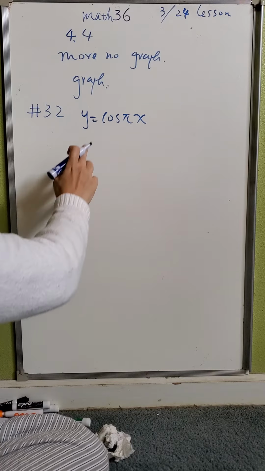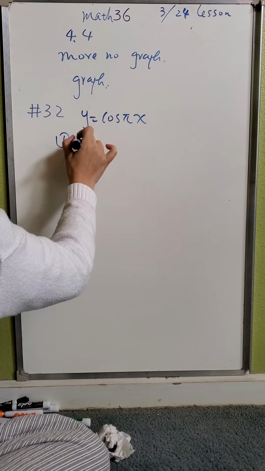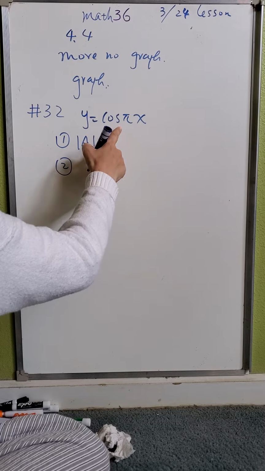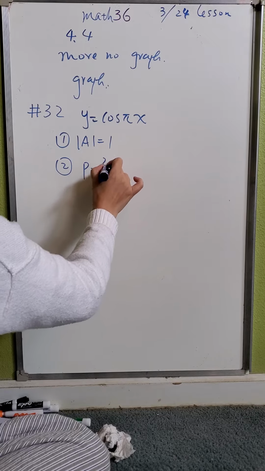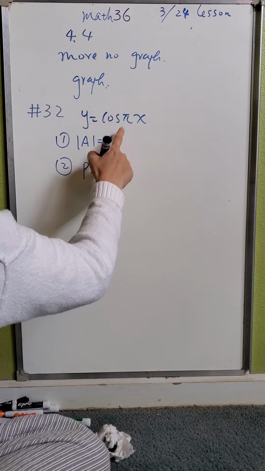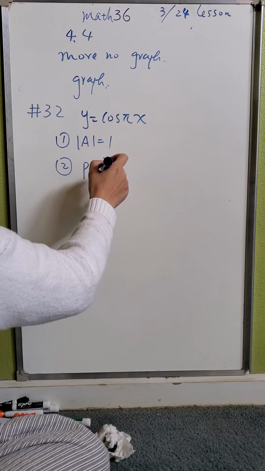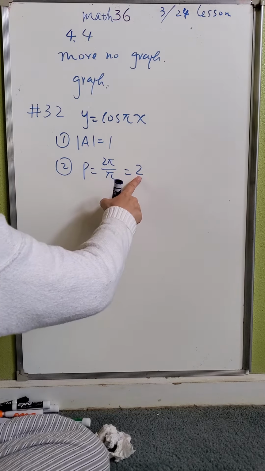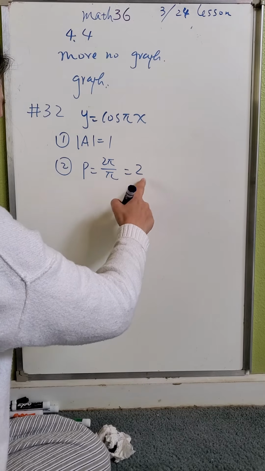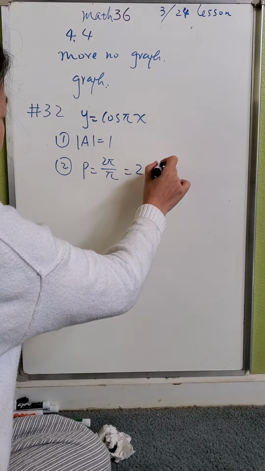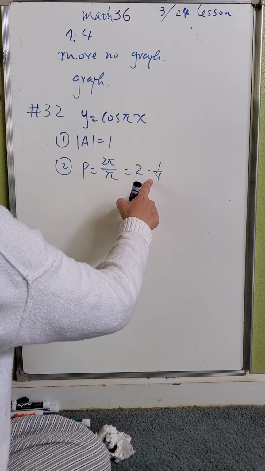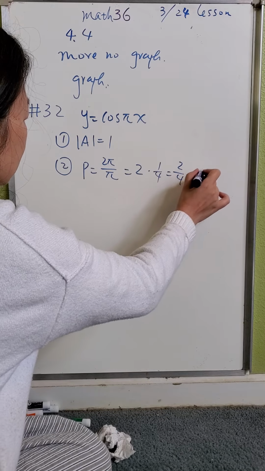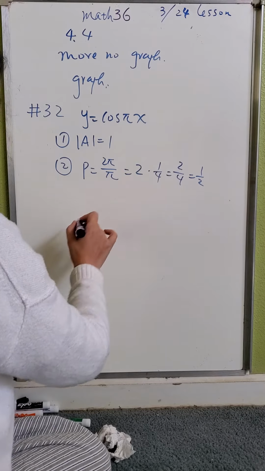So we do the same thing. First, our amplitude is equal to 1. And our period is equal to 2 pi over pi. That's your B here. Then you reduce it, and it's equal to 2. Take this number and divide by 4, or multiply by 1/4. It's up to you how you look at this. 2 over 4 is equal to 1/2, which means each unit is 1/2.